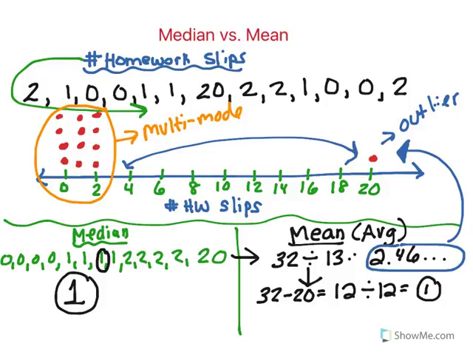So you can see now how that mean changes. Again, is it a huge change? Not really, but it is a change nonetheless. Instead of 2.46 now, we're saying it's about 1, and that's more in line with our median. They're more similar now because, again, of that outlier.